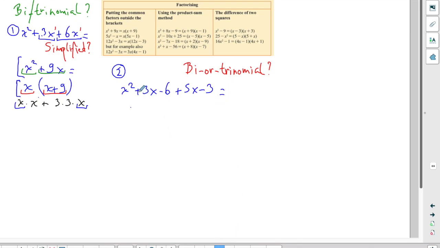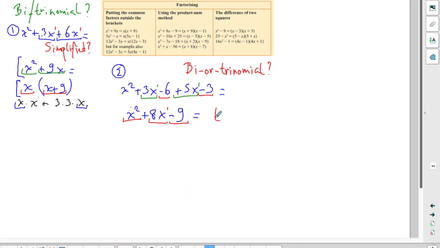And I can see that I do have 1x to the power of 2, 3x to the power of 1, 1x to the power of 0, 1x to the power of 1, and 1x to the power of 0. So those two I can take together, and I can do the same for minus 6 and minus 3. Take them together: x squared plus 3 plus 5 is 8x, minus 6 minus 3 is minus 9. Dealing with 3 terms, yes, 1x squared, 1x to the power of 1, and 1x to the power of 0.